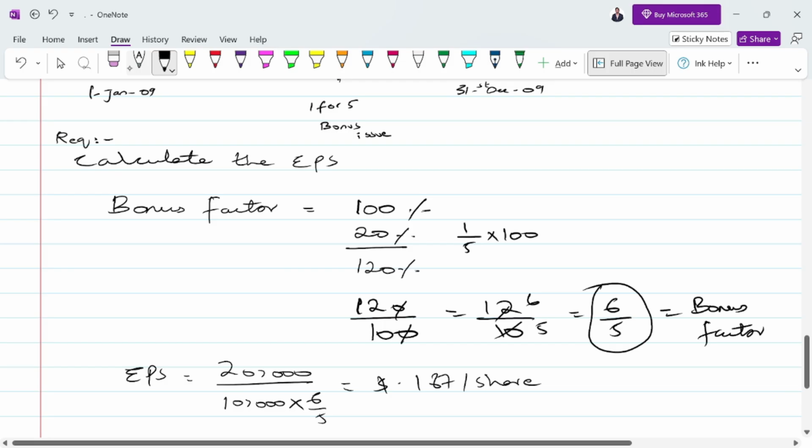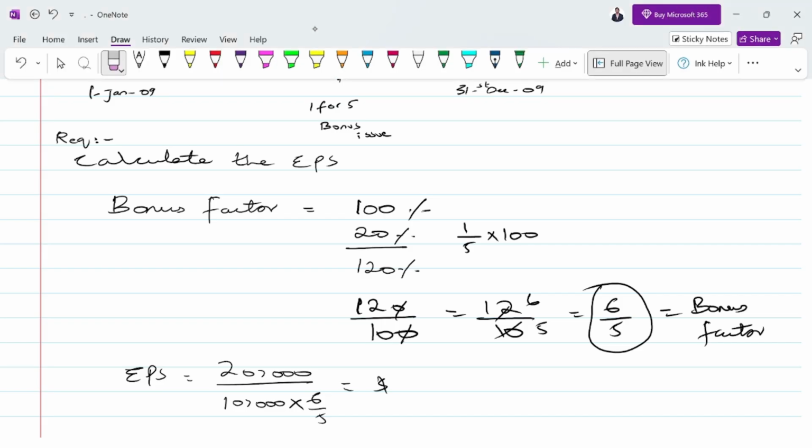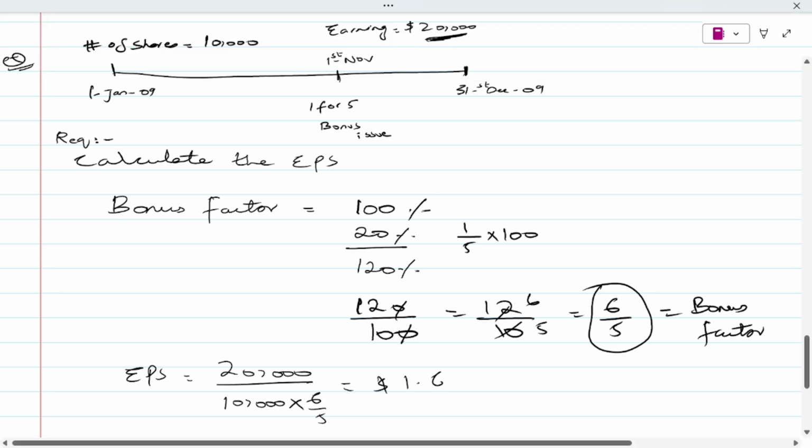So what I did is that I took my earning for the entire year. I took my number of shares, which were at the beginning of the year, 10,000. And I multiplied this with the bonus factor, which I got as 6 over 5. And I got my earning per share as $1.67 per share.